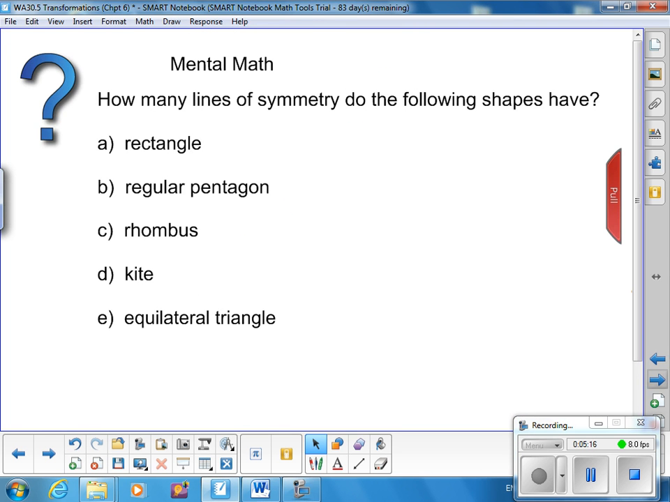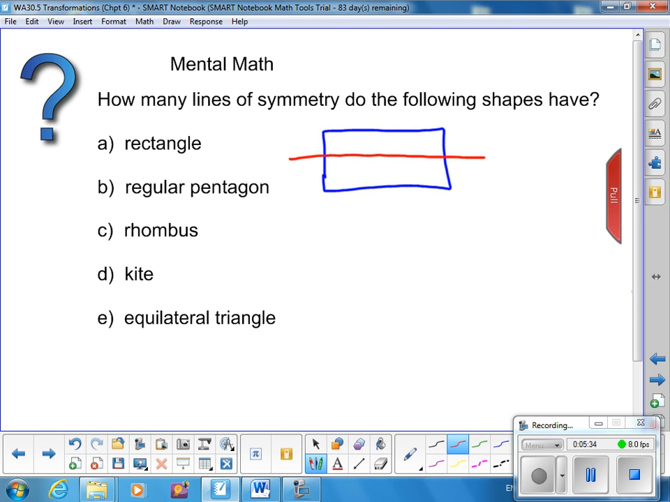All right, how many lines of symmetry do the following shapes have? Well, what that means is, can you create the same shape by reflecting it over a different line? So we have a rectangle. How many ways can you actually reflect that shape to create the same one? Well, we could go horizontally and we can go vertically. So a rectangle has 2. A regular pentagon has 5 sides. And if it was drawn exactly evenly, it would have 5 reflections.